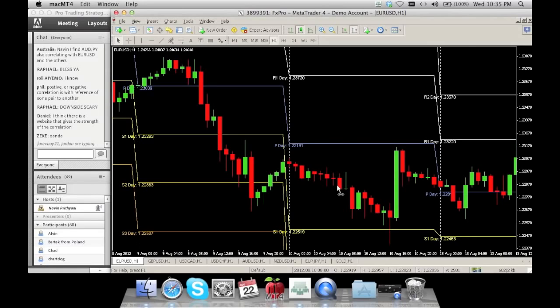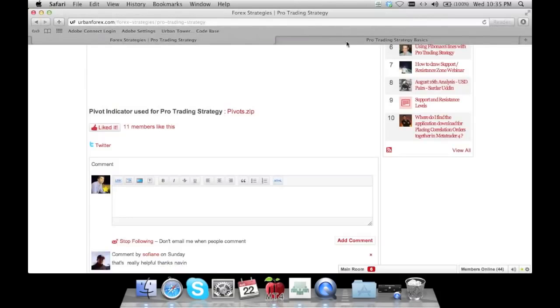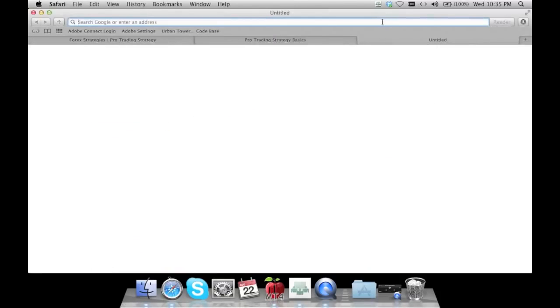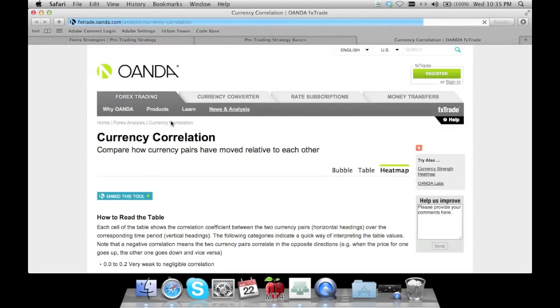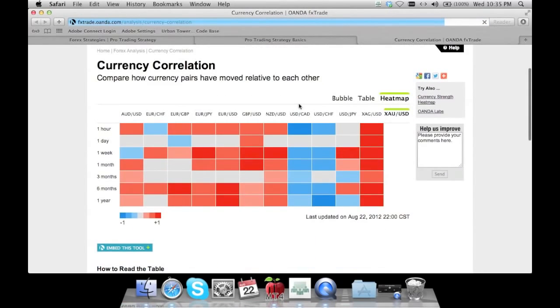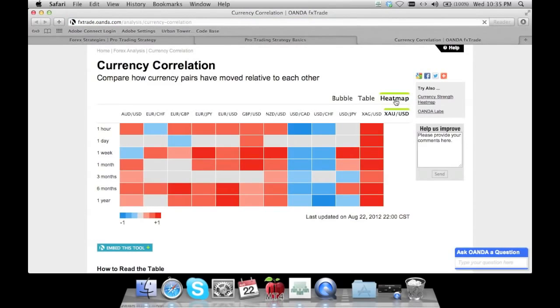Okay, so how do you check correlation? What is correlation? Let me explain it the easy way. There's a website from Oanda. I go to Google, I type Oanda currency correlation. I click on the first link, which says currency correlation from Oanda. I click on heat map, and I can select any currency I want.